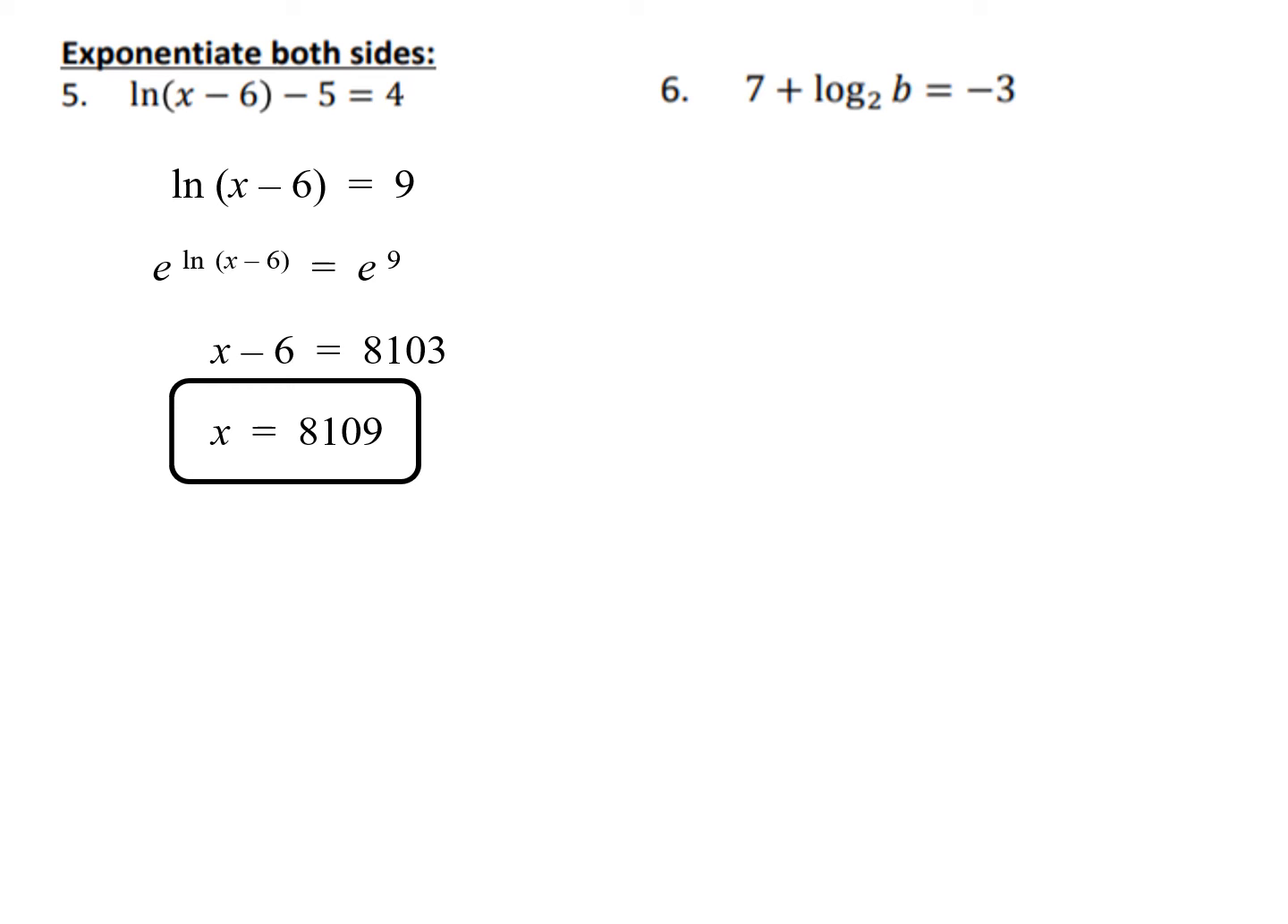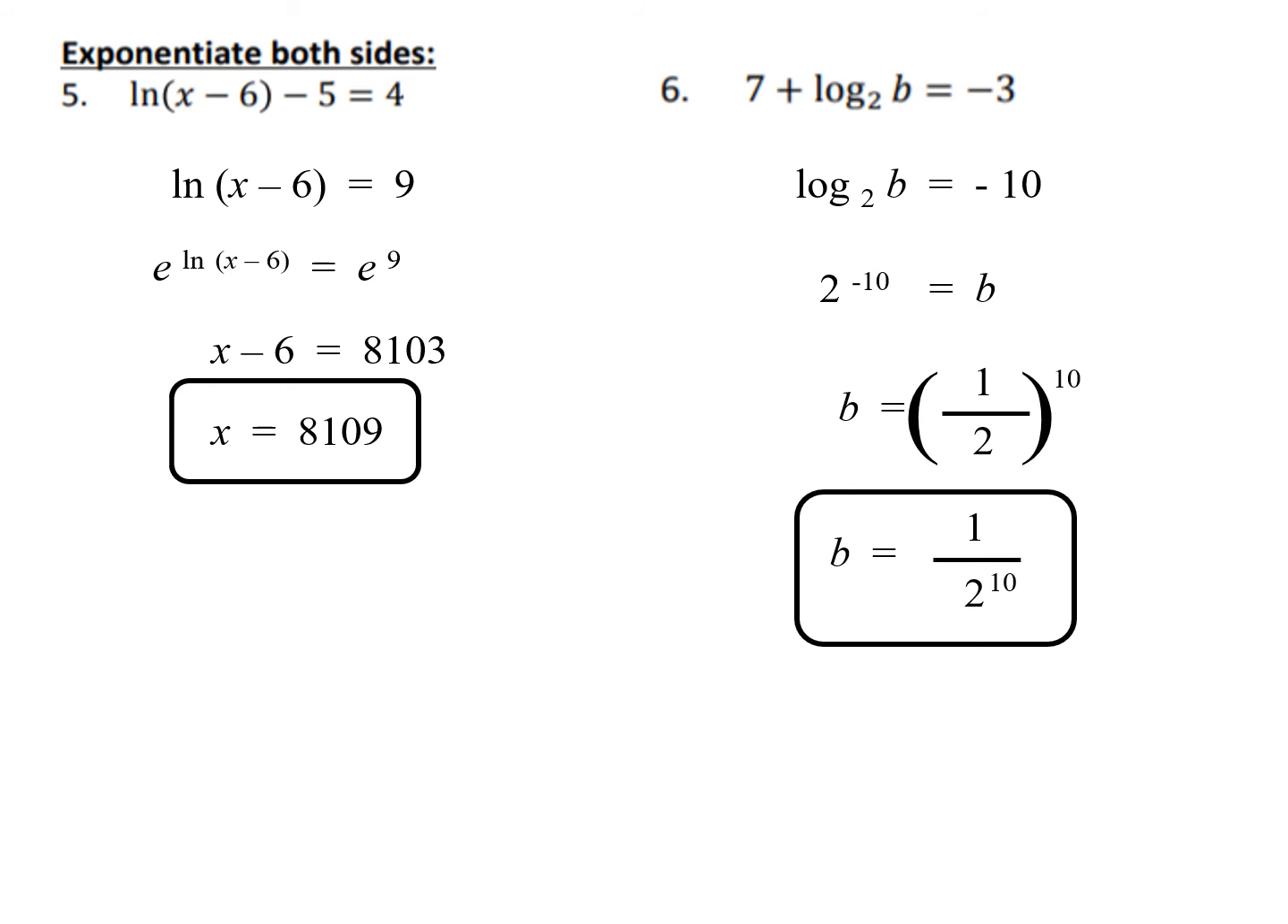All right, what about this one here? Okay, first of all, I'm going to isolate the log to the base 2 of b by subtracting 7 from both sides, and I get this. And then, if you remember the definition of a logarithm, it becomes 2 to the negative 10 power is equal to b. That's by definition a logarithm. And then I can write this 2 to the negative 10 as 1 over 2 to the 10th, or 1/2 to the 10th power, which we can also write as this. And then whatever 2 to the 10th power is, you could have that down there as well, whatever that becomes.